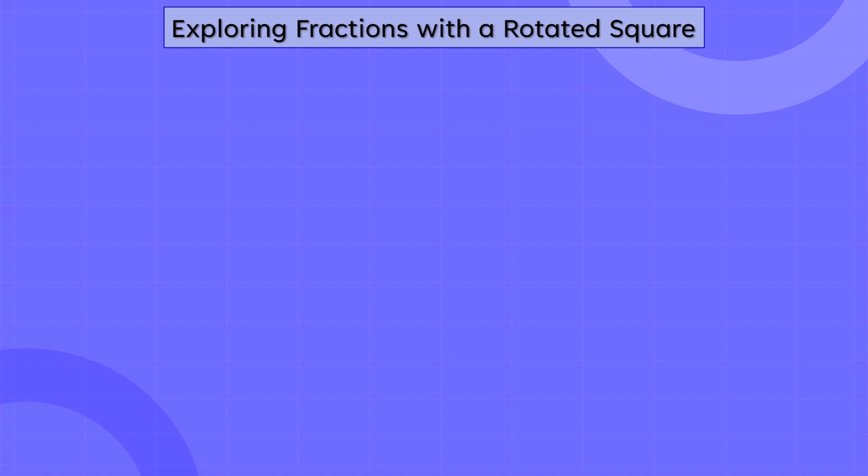Fractions are parts of a whole. To understand them better, we are going to use shapes. Look at this square, a rotated square. This is our whole. It represents one complete thing, so it is called 1.